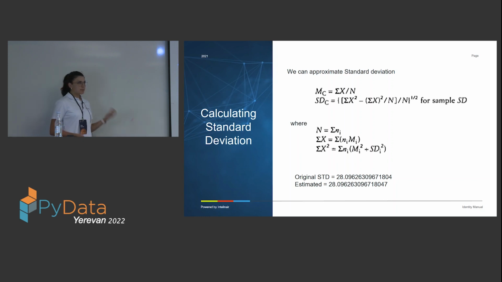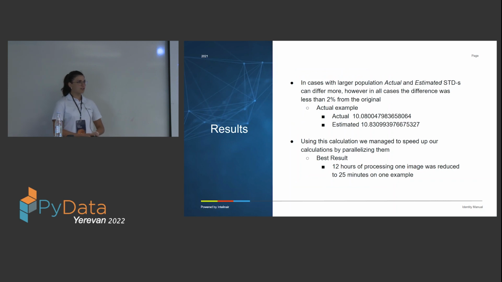On the previous example where we had just 50 data points, the original and estimated standard deviations are almost identical. However, as I said, our problems arise with doing calculations on larger imageries. Doing this on a larger scale, the difference is more noticeable. In all the examples that we tried to decide whether we want to move forward with this or not, the most difference we saw between the original and the estimated was around 2%.